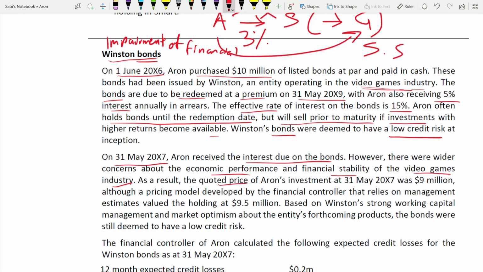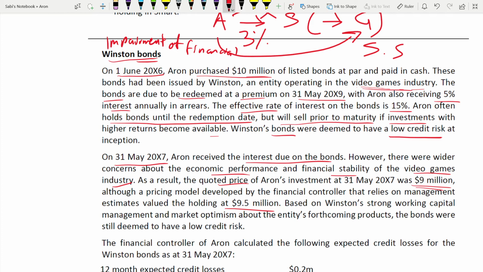As a result, the quoted price of the investment is 9 million. Now, earlier you had purchased the bond at 10 million. Now it became 9 million, went down. Is it bad or good? It's bad for you, who are holding the financial asset. For you as an asset, now you're going to receive less cash. Although a pricing model developed by the financial controller and management estimates the value of the holding at 9.5 million. Like internally, if you go by the management, they have valued it at 9.5, but the market says it's 9 million.